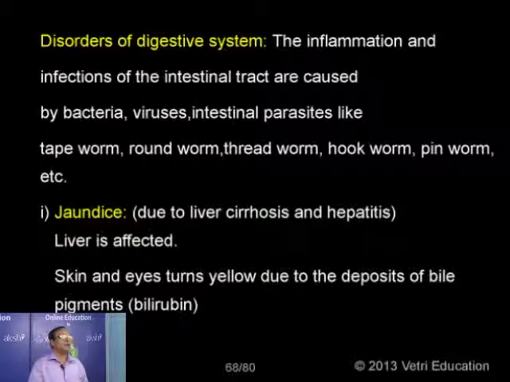Now, all of you, as per your syllabus, the main syllabus, the first one is jaundice.